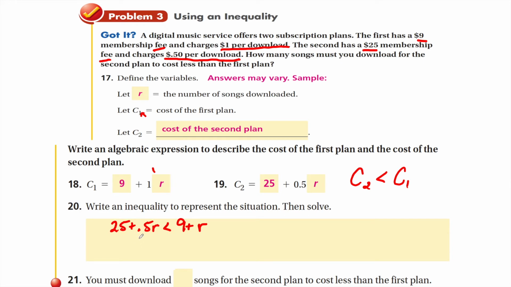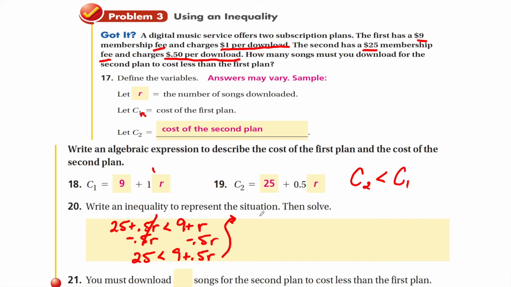So for me personally, I'm going to start with the variables. I need them to be on the exact same side. In order for me to move the variables to the correct side, I always choose the smaller amount first and move it to the other side because that keeps the variables positive. So if we have a 0.5R, 0.5 is smaller than 1, therefore I'm going to actually subtract the 0.5R to the other side, 0.5R over here. This cancels this one out, and we're left with 25 is going to be less than 9, and then R minus 0.5 gives you a plus 0.5R.